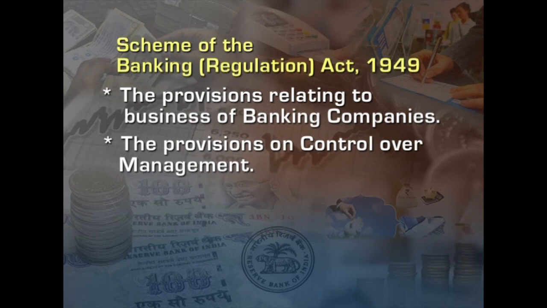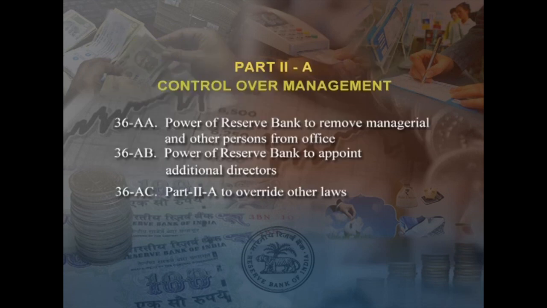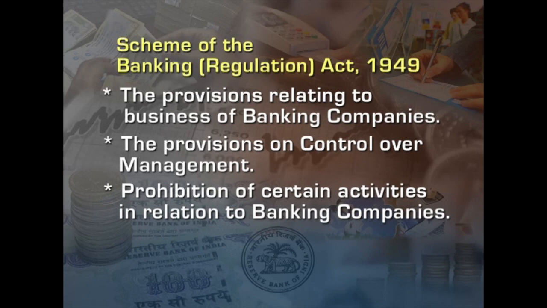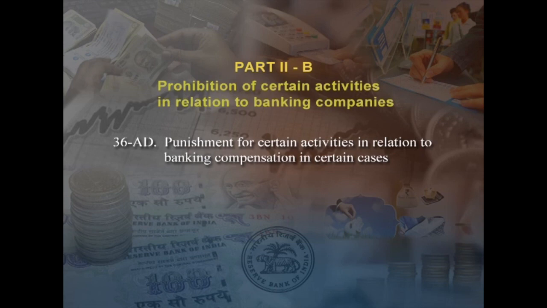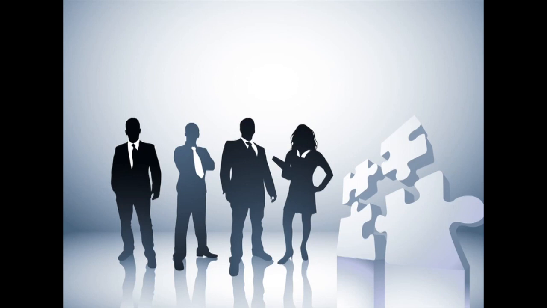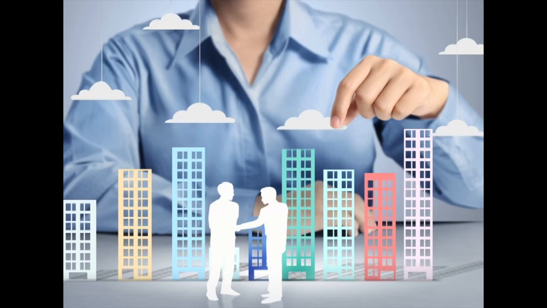The provisions on control over management. Sections 36AA to 36AC under Part 2A of the Act provide for the control over the management of banks by the Reserve Bank of India. Prohibition of certain activities in relation to banking companies. Section 36AD under Part 2B of the Act contain the provisions on awarding punishment to the offenders for certain activities in relation to banking companies like obstructing any person from lawfully entering or leaving any office or place of business of a banking company or from carrying on any business there and such other related and complementary issues.